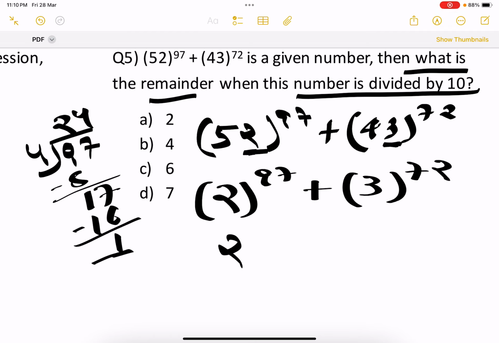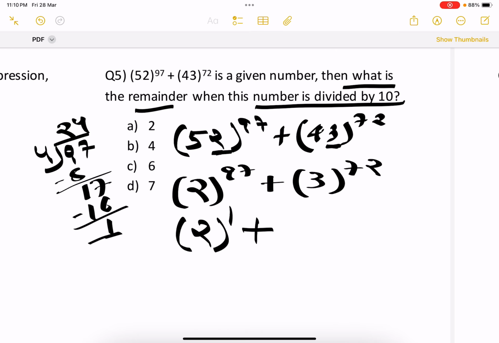So if we have divided this power and remainder is coming 1, we'll give this number the power of 1. This concept goes like that, after every 4 powers, the unit digit repeats itself. So we are dividing 97 by 4, which means this has completed 24 cycles of 4 and we are left with 1. So we give this number power 1.